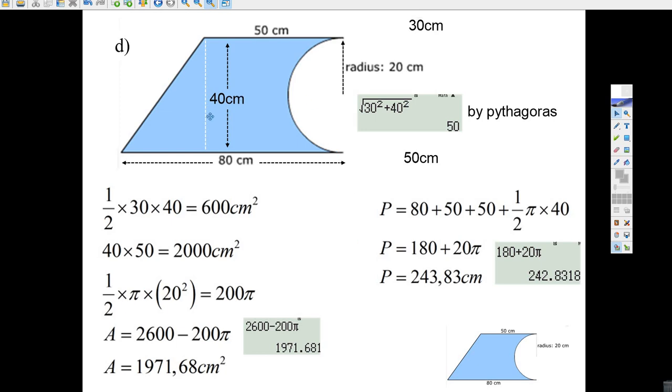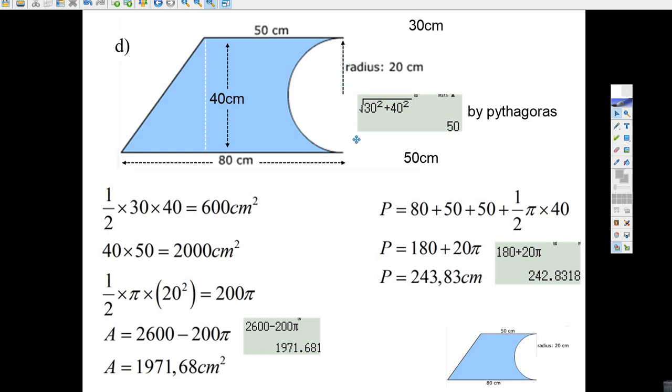I can see in the bottom all we're given is this 80 centimeters, this is 50 centimeters, and this is a half circle you're given here. You're supposed to find this blue area, and you're supposed to find the distance all the way around the outside. Okay, let's just take it apart.